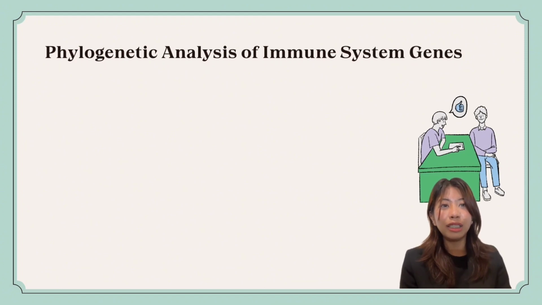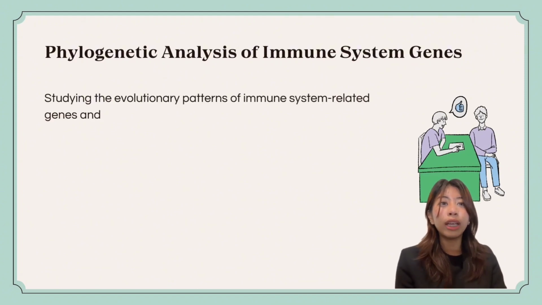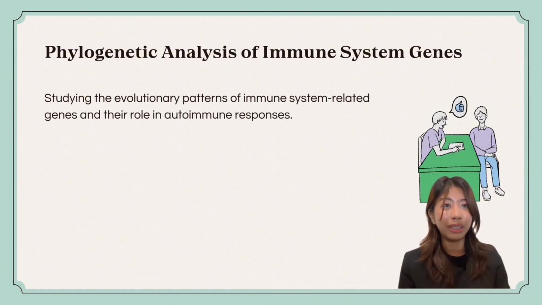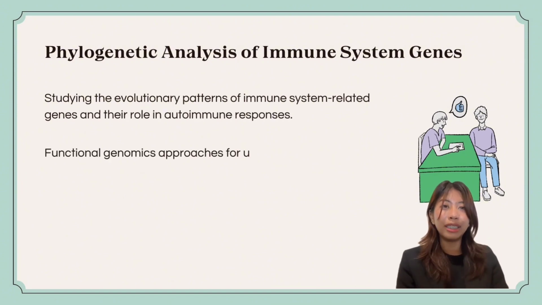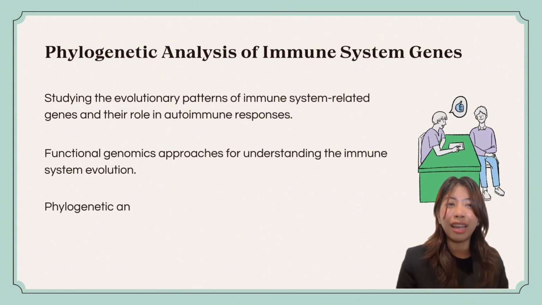over time. So thirdly, phylogenetic analysis of immune system genes. Studying immune system genes through phylogenetic analysis means looking at how these genes have evolved across different species. When we use this approach for autoimmune diseases, it helps us understand the genetic reasons behind the immune responses going haywire and causing autoimmunity.